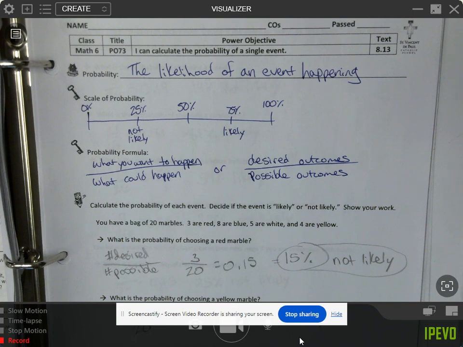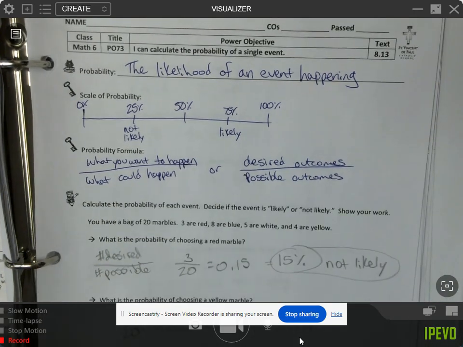Right? So we always have to look. It is the desired outcomes over total possible outcomes. So somebody yesterday was talking about the odds, doing the possible outcomes over the leftover stuff. That's not what we're doing in this objective. It's the desired outcomes over the total possible.